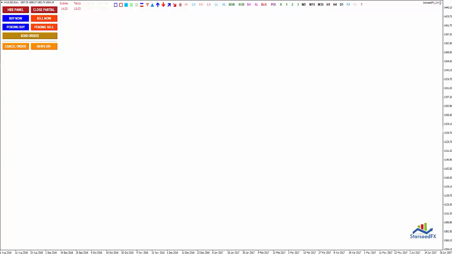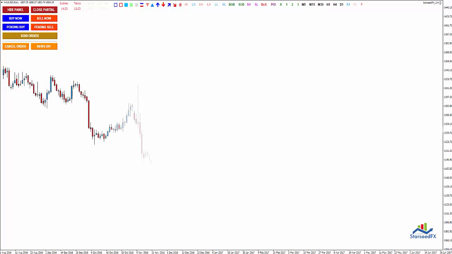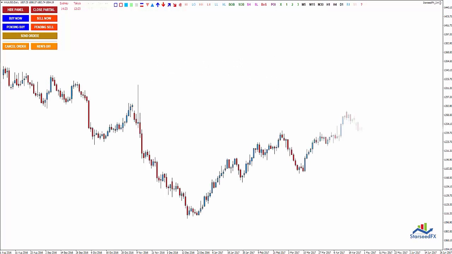Chapter 1. How to predict market movement pretty accurately. There are 2 golden rules for you to be able to predict the market direction pretty accurately. Number 1, understand the market's highs and lows. The first thing you must have is the ability to read the highs and lows of the market.